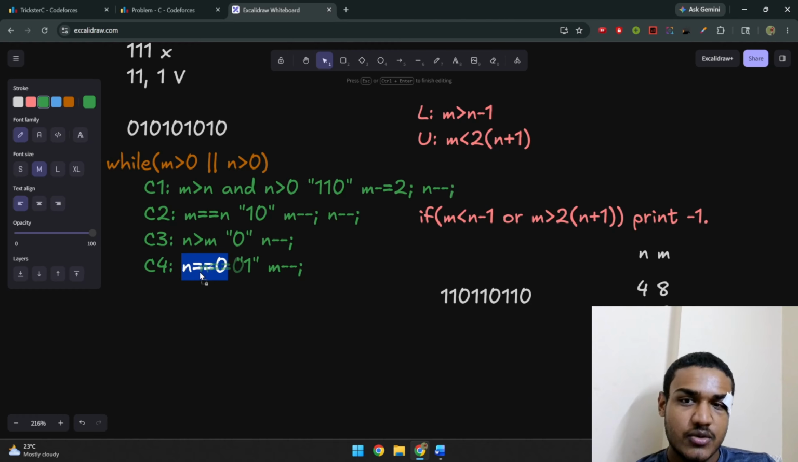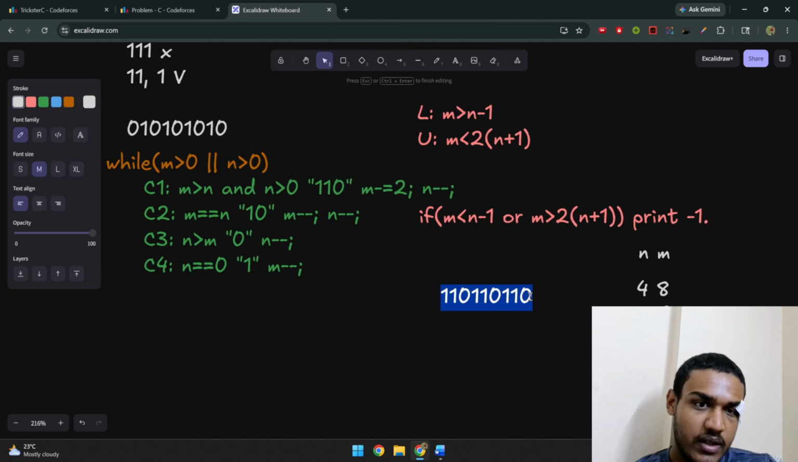We only get this situation when the number of ones is 2 or 1. Otherwise, we would have sorted this out over here at m is greater than n or m equal to n. So there's no way that we're getting three ones simultaneously here together. So we get this, and since we're printing 1, we decrement m by 1. So you'll have 0 and 1 here.